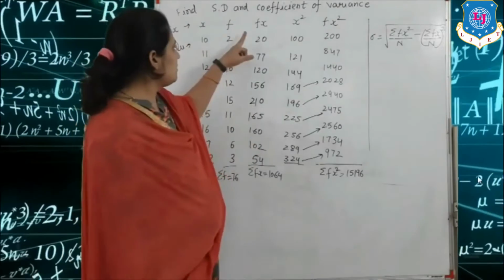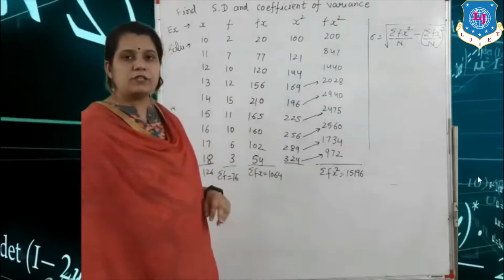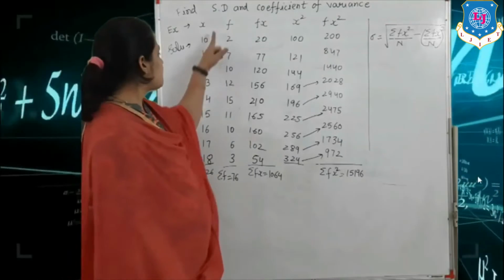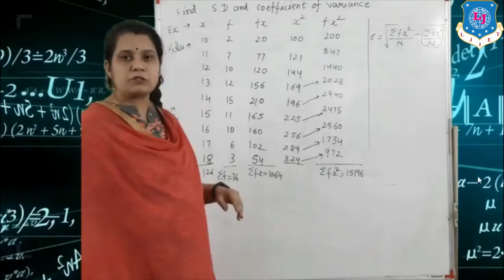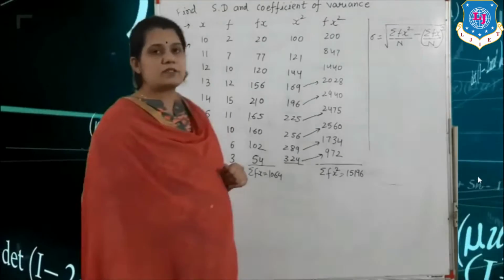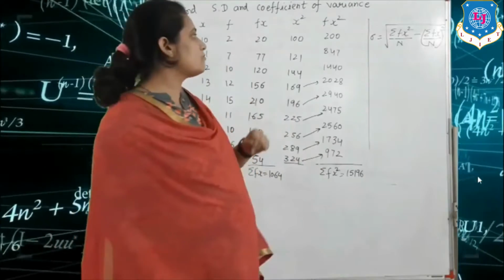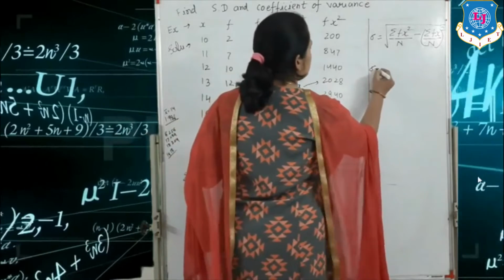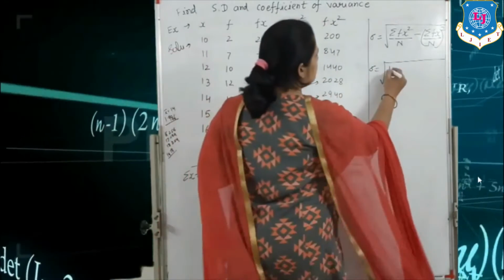Summation fx, the sum of all these values, is equal to 1064. Summation f, the sum of all these values, is equal to 76, and summation x is equal to 126. Okay, so put all these values in this formula.